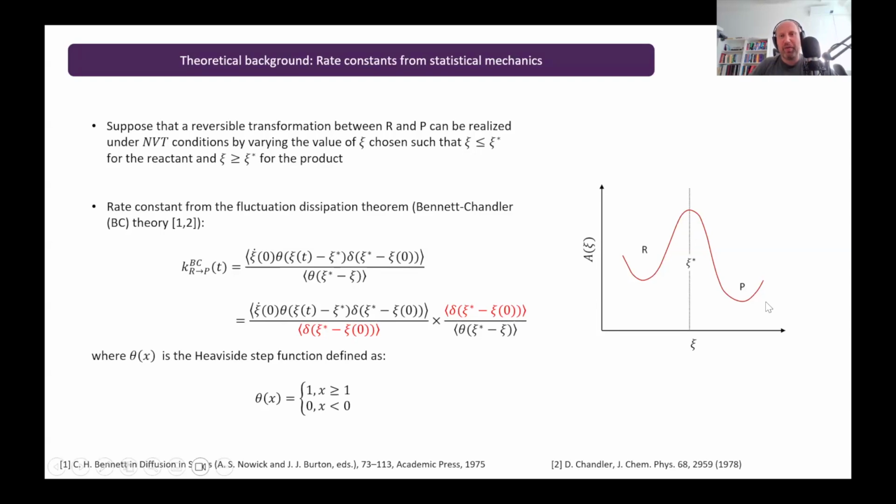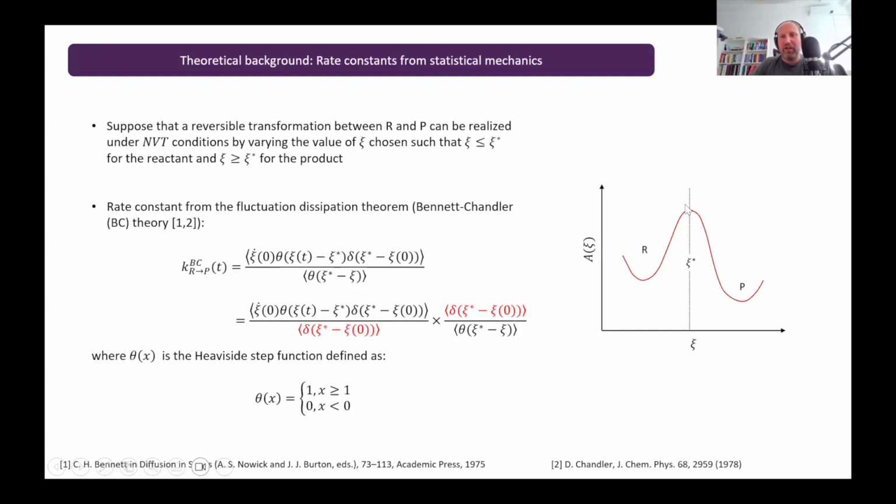Suppose now that the reversible transformation, the reaction between R and P, can be realized under the canonical NVT conditions simply by varying the value of psi. Let's call it the reaction coordinate. And let's choose psi in such a way that reactant configurations have a value of psi smaller than a certain preselected value, psi asterisk. So everything to the left from this line is the reactant state, and everything to the right corresponds to the product state. So we can choose this special value of psi asterisk that allows us to distinguish between R and P.